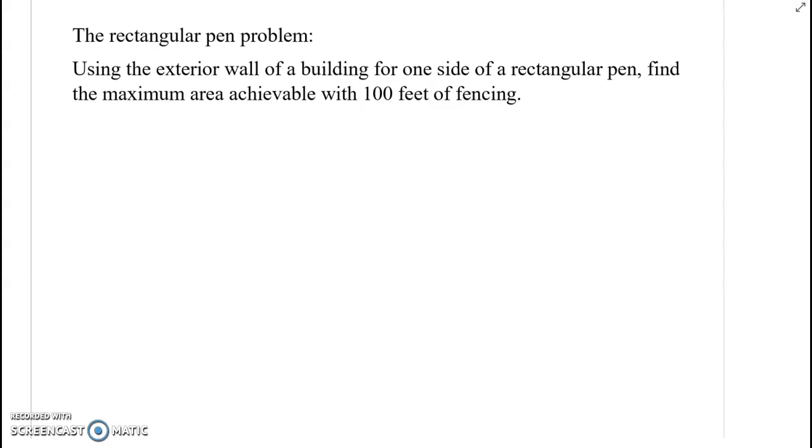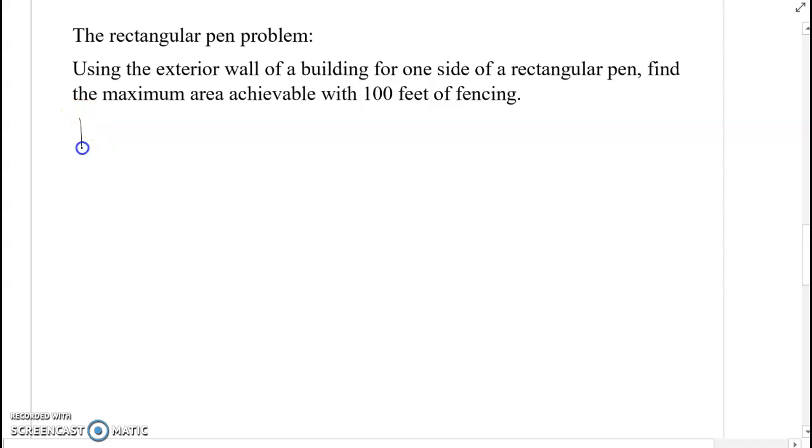Another optimization problem. We're going to try to build a rectangular pen of maximum area with a limited amount of fencing. So we've got an exterior wall that we're building the pen against. So we don't need to worry about one of the four sides of this rectangle, because that's going to be a wall that already exists.